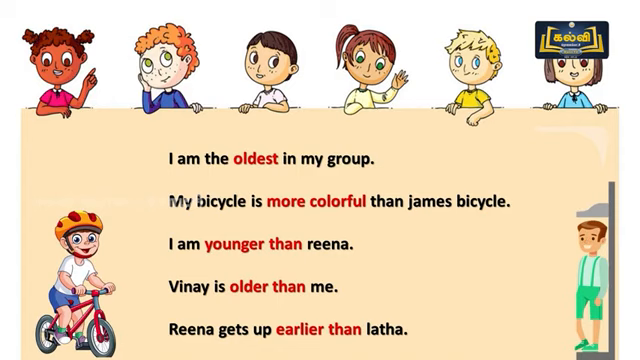See, I am the oldest in my group. My bicycle is more colorful than Jane's bicycle. So, now it is our option to frame the sentences. I am younger than Reena. Vinay is older than me. In the first sentence, younger than is a comparative degree. Vinay is older than, here also it is a comparative degree. Reena gets up earlier than Lata. Earlier is a comparative adjective followed by than.